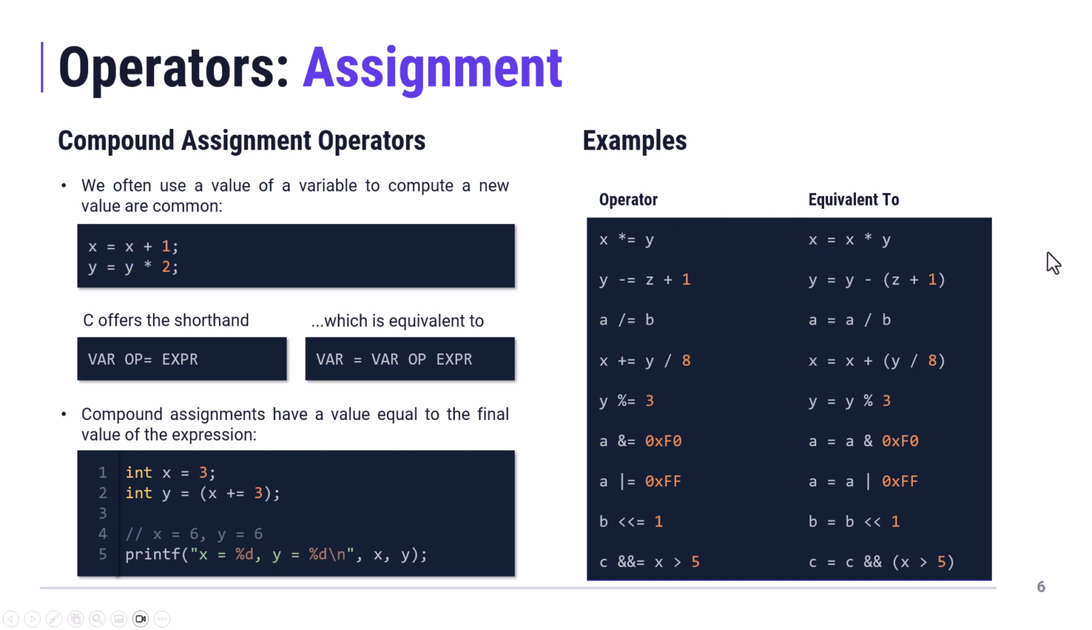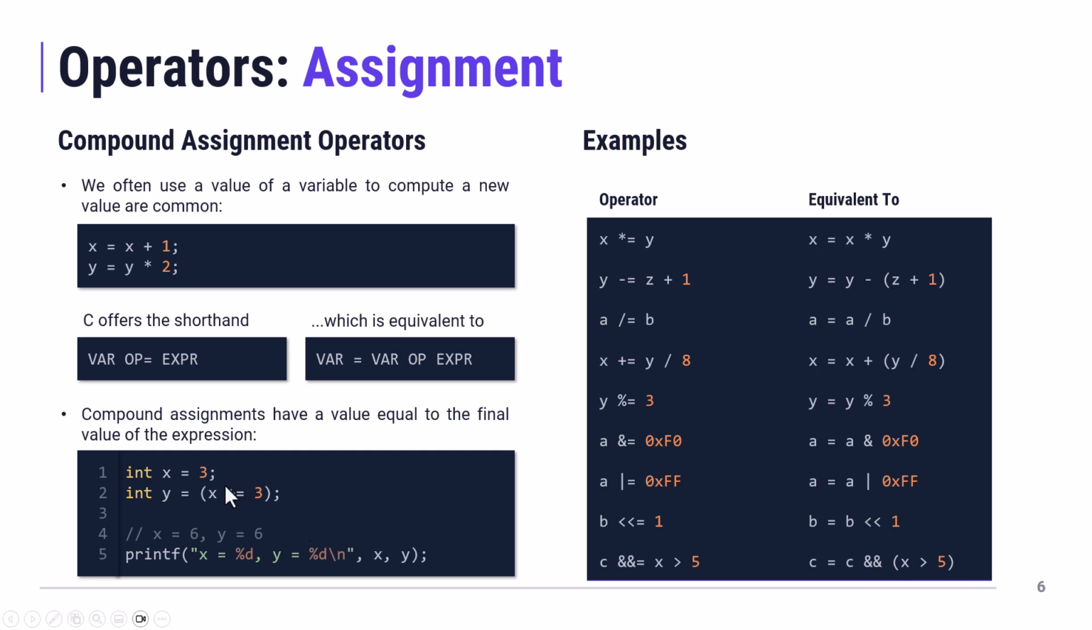Okay, so we have things like x times equals y. That's the same as x equals x times y. x plus equals y divided by 8 is x equals x plus y divided by 8. In addition to the simple arithmetic operators, we've got things like the bitwise operators, which we'll talk about in a little bit, where I'm saying, all right, take a and it together, the bitwise and, with the hexadecimal integer 0xf0. So a equals a anded with that integer. And same with things like this, we've got one of the logical operators. So c and equals x greater than 5. We're saying c equals c and x greater than 5.